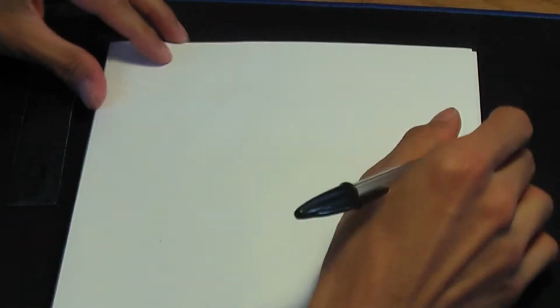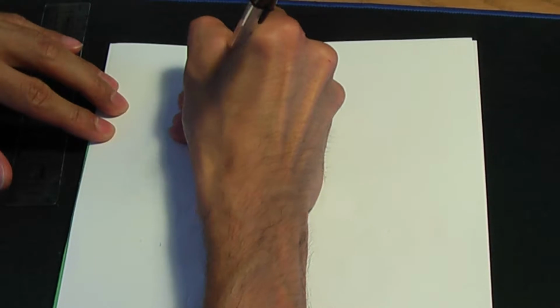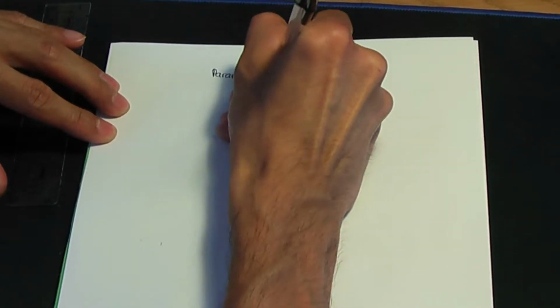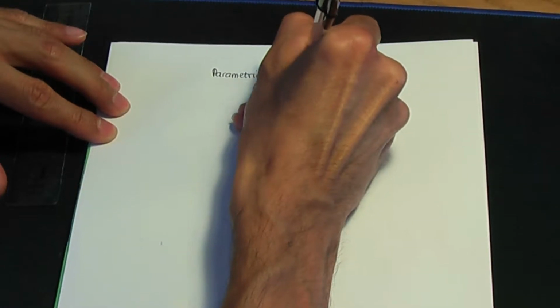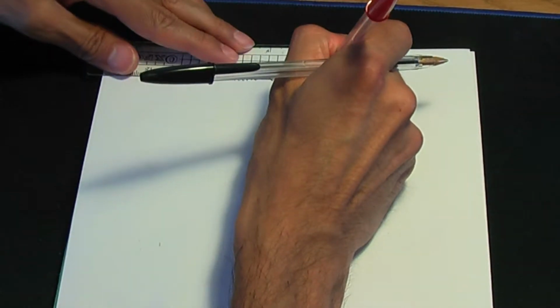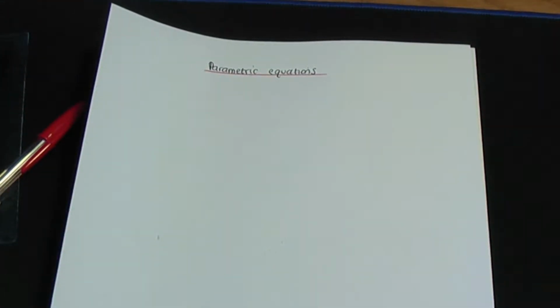Hi there, in this video I'm going to talk about parametric equations, okay? So let me title this parametric equations. So let me take a red pen and a ruler, underline this. So the term parametric equations, basically parametric equations are equations for x and y in terms of a third variable.